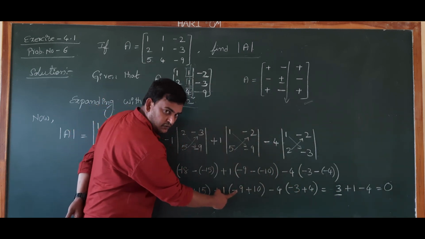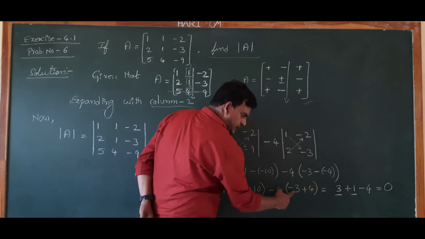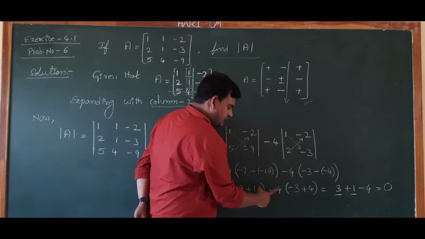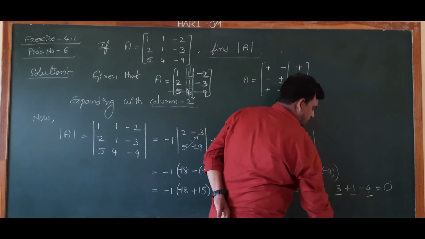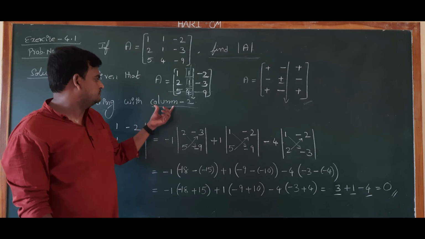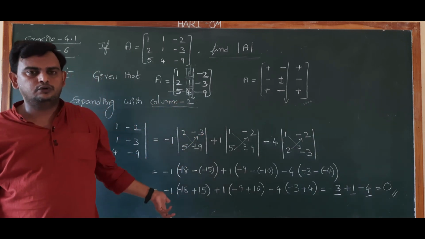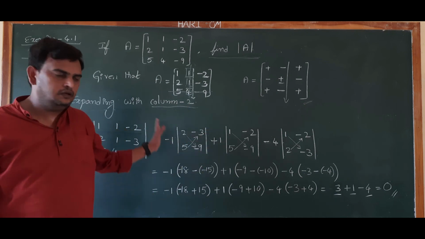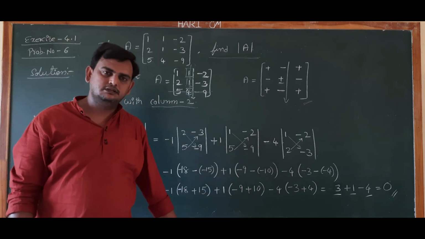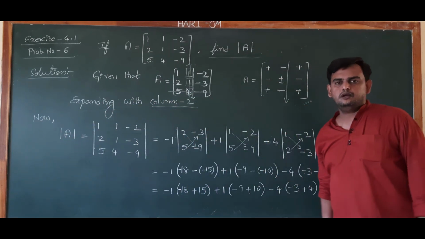10 minus 9 is 1, 1 ones are 1. 4 minus 3 plus 1, 1 into minus 4, minus 4. Finally, we get the answer 0. So here I have explained choosing column 2. You can try by taking row 1 or row 2 or row 3 or column 1 or column 3. Anything, you will get the same answer 0. This is the way we can find the determinant of a 3 by 3 square matrix.